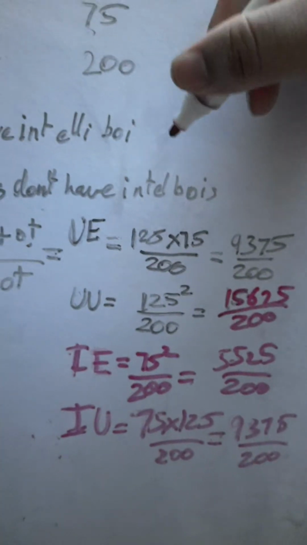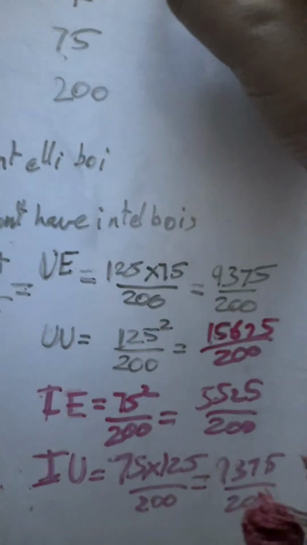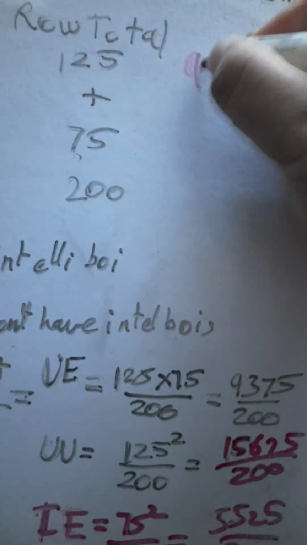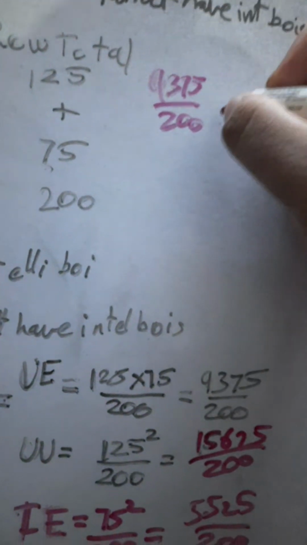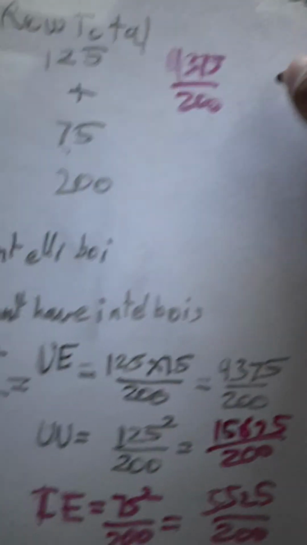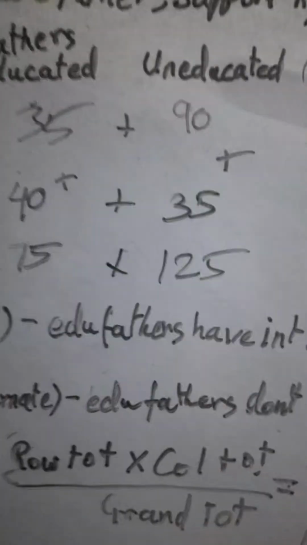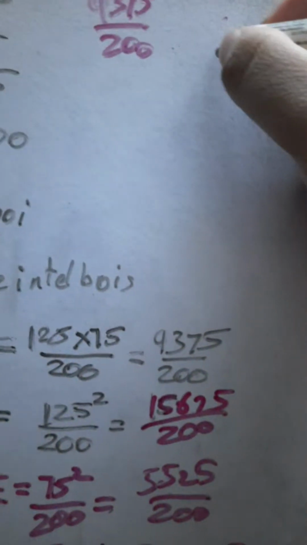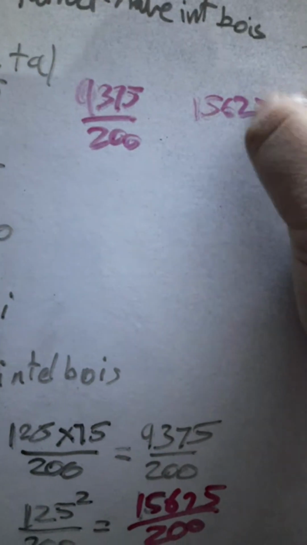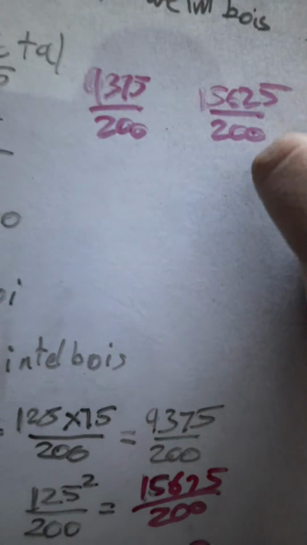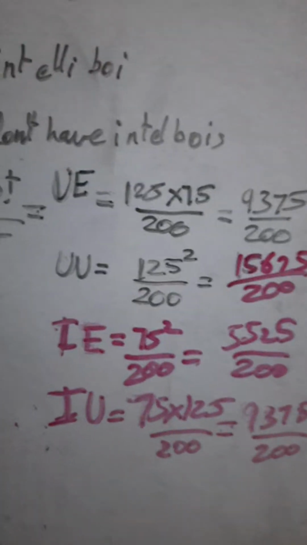So yeah, 125 into 75. Okay, so this area is 93. Wait a second. 9375. Ink is not there, I guess. 200. Okay, now you unintelligent son and uneducated father. So this cell. Now we are going with 15,625. 15,625 by 200.